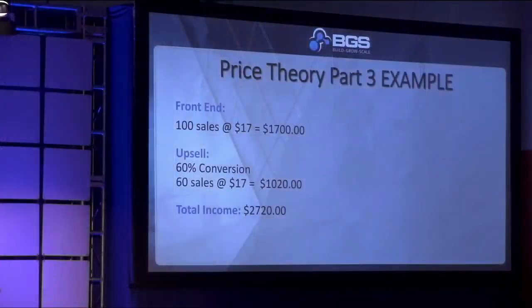Okay, so the balancing act of price versus conversion. This product, the front end, is $17. We make 100 sales at $17, which is $1,700. We're good there, right? The upsell converts at 60% just to keep math easy. Okay, 60% conversion means 60 people bought it, at $17 is $1,000 in revenue, right? Total income for that funnel, if that was the end of the funnel, would be $2,720. You guys with me so far?